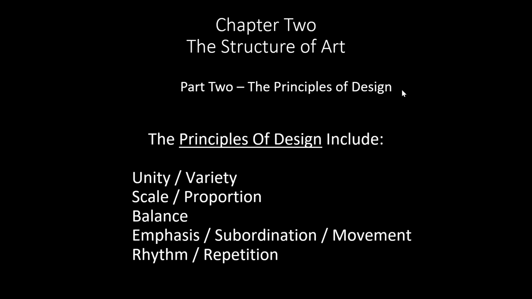So the principles of design include unity, variety, scale, proportion, balance, emphasis, subordination, movement, and rhythm and repetition. It's a little confusing with these slashes between some of the words, but they're really combined concepts. So unity goes with variety, for instance. You don't have to separate these and talk about them separately. They're really a kind of combination where one works in cooperation with the other, shall we say.